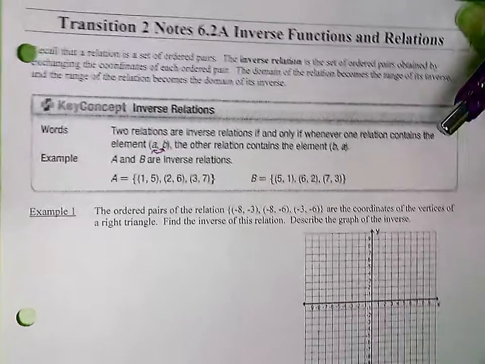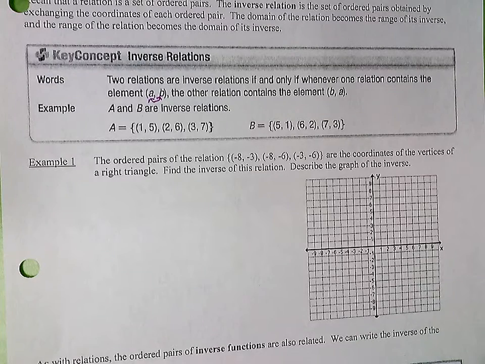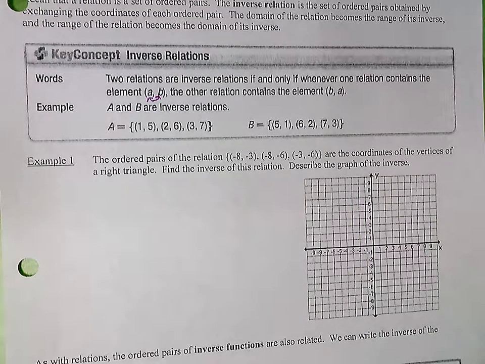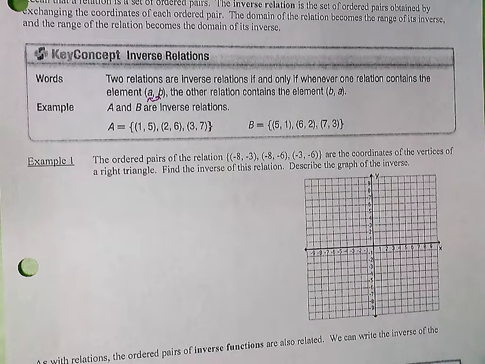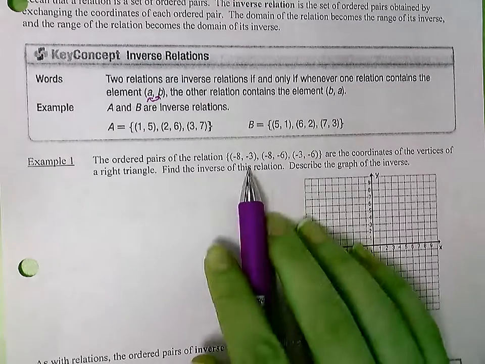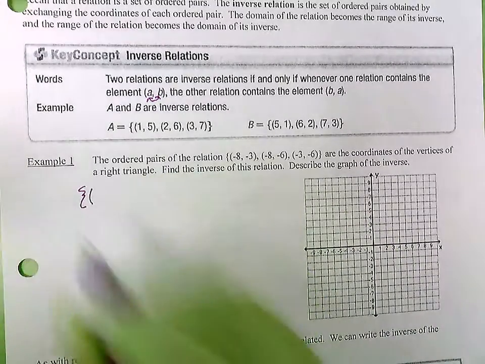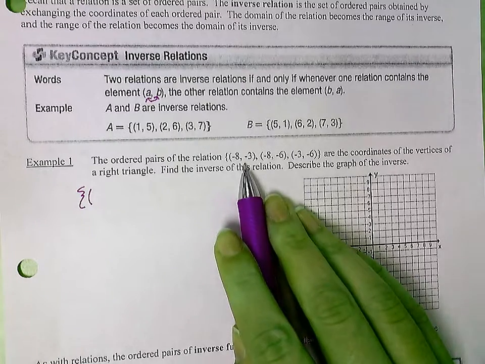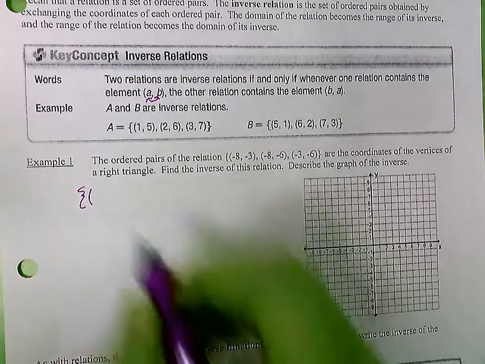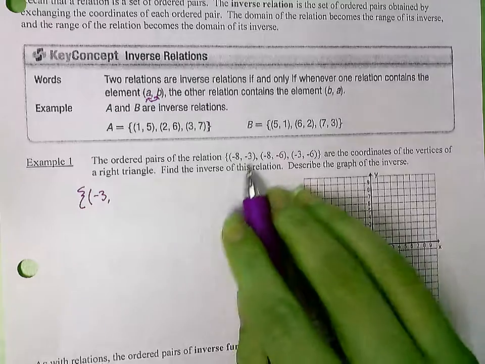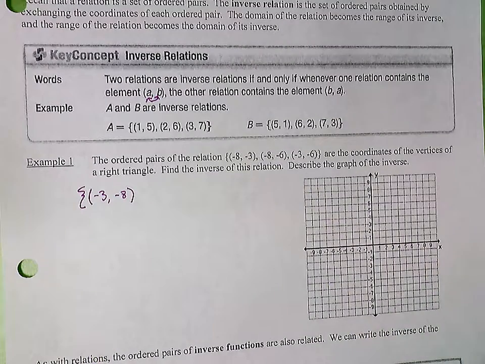So first example here, the ordered pairs of the relation are listed here for you. They're the coordinates of the vertices of a right triangle. We want to find the inverse of this relation and describe the graph of that inverse. Given our original coordinate points, all we're going to do is switch x and y. So since your y value is -3, that becomes your x value. Since -8 is the x value, it becomes the y value. Not so tough, right?